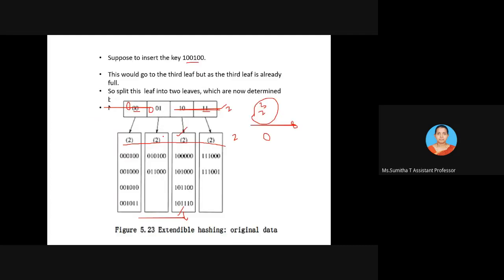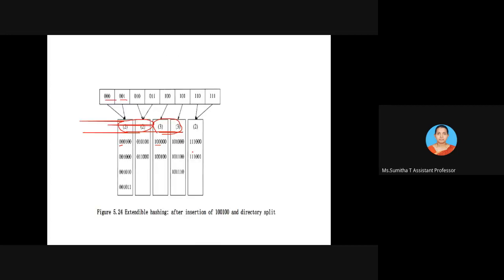Now the 2 bits are over, right? Overflow happens, so I'm increasing the directory, and the leaf is divided into 2 parts, and based on the 3 bits I can insert. Once the overflow happens in the 2 bits, I can go with 3, and once the overflow happens in 3, then go with 4 bits. Okay, like that we can insert.